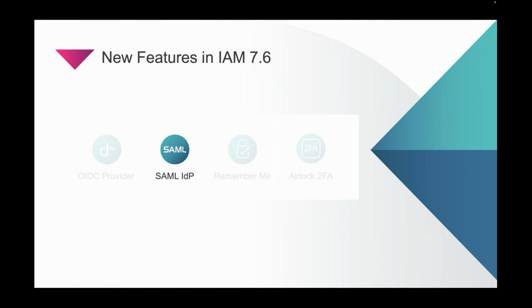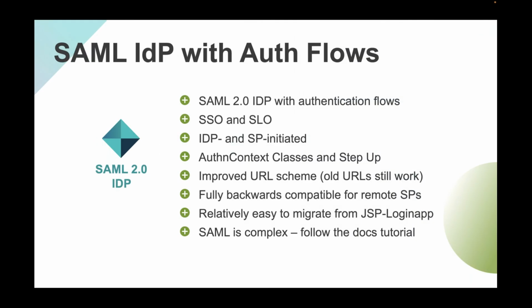So very similar to what Mike said about OpenID Connect and OAuth, in IAM 7.6 we implemented the SAML identity provider side for the new Loginapp and for authentication flows. So in a little bit more detail, what does that comprise? So it's, as I said, the identity provider. It's not the SP side, so it's not the service provider side. It's if IAM is used as identity provider.